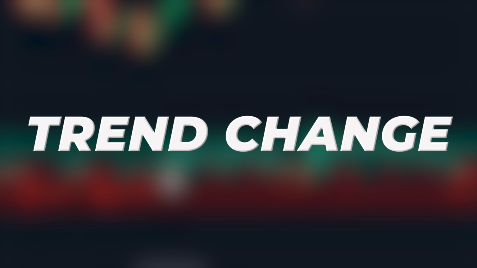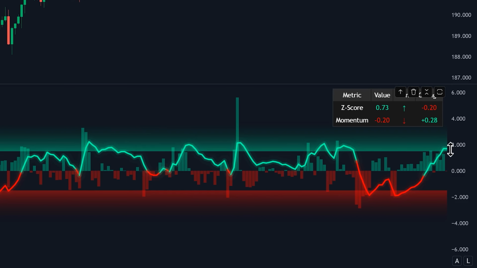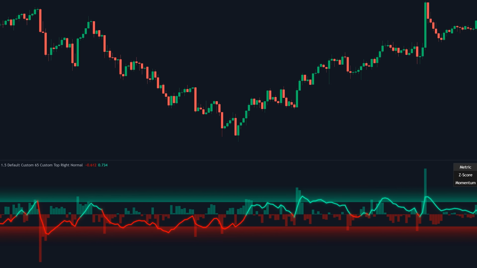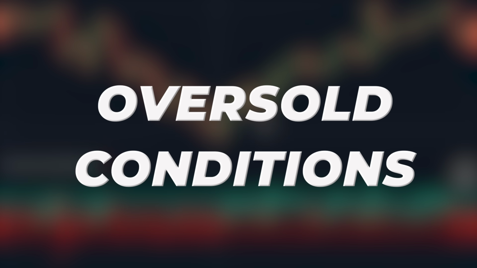A cross of the 0 line by the Z-score can signal a shift from one statistical regime to another, hinting at a potential trend change. Now, those threshold zones, typically set at plus 1.5 and minus 1.5, are really interesting. When the Z-score line moves above the upper threshold, say plus 1.5, it's highlighting a condition that might be significantly overbought. And when it dips below the lower threshold, like minus 1.5, it's pointing to potentially oversold conditions.